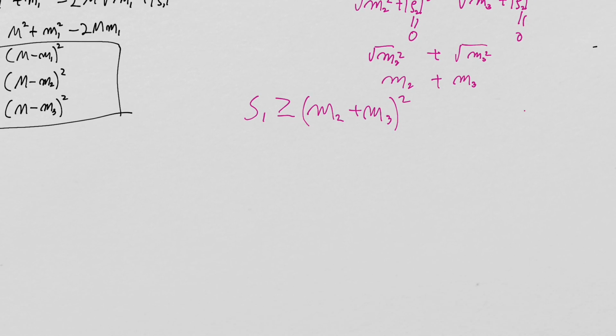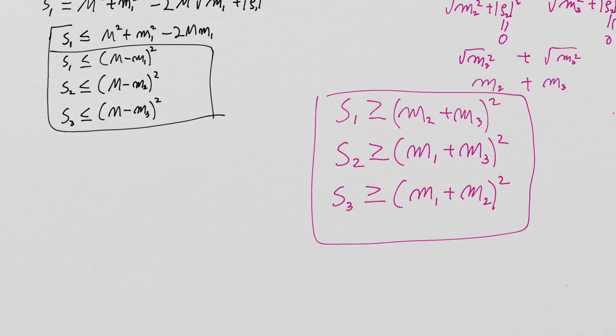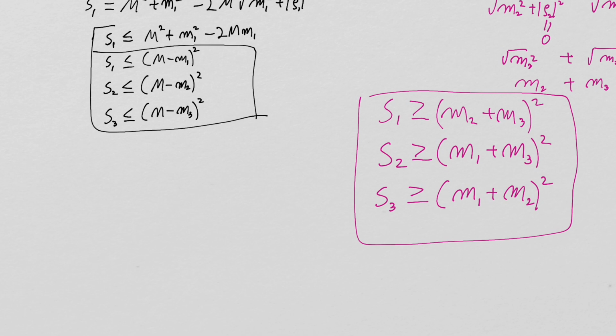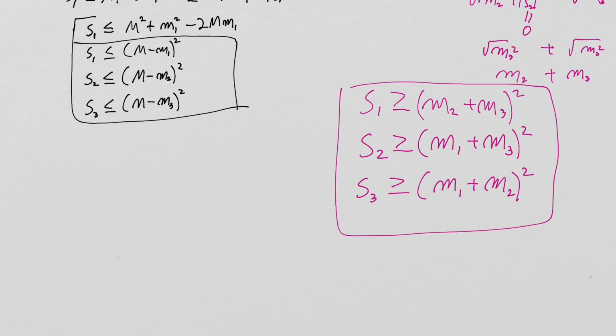And likewise, we get a lower limit. So here we have upper limits, and here we have lower limits. And now we can draw a graph of some of these limits and see what a graph might look like.